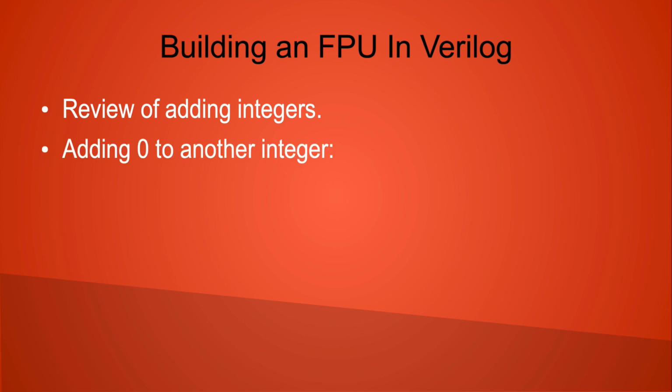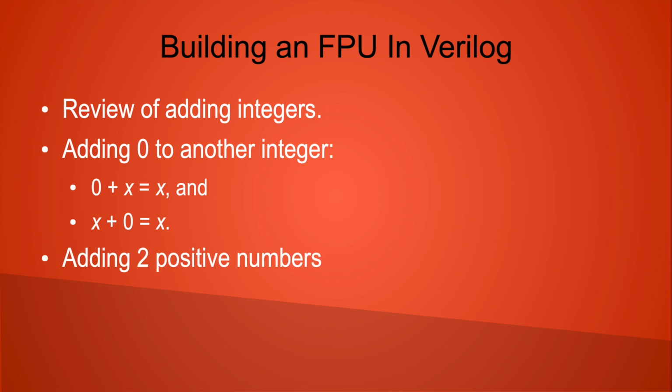To begin, the simplest case is adding 0 to another integer. When adding 0 plus any number, say x, the sum will always be x. Because addition is commutative, when we add x plus 0, again the sum will be x. Next, consider adding two positive integers. This is just ordinary addition as we learned it in elementary school. So, for example, 3 plus 5 equals 8.